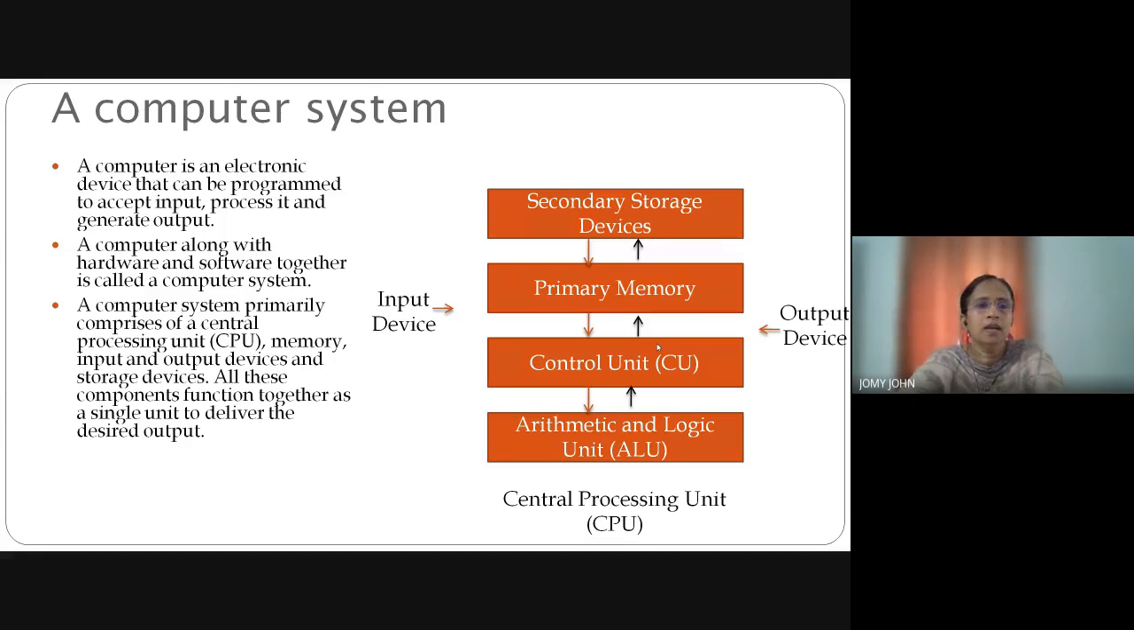A computer system primarily comprises a CPU, central processing unit, memory, input and output devices, and storage devices. All these components function together as a single unit to deliver the desired output. That's very crucial. Even though they are separate components, they work together to make the system work.